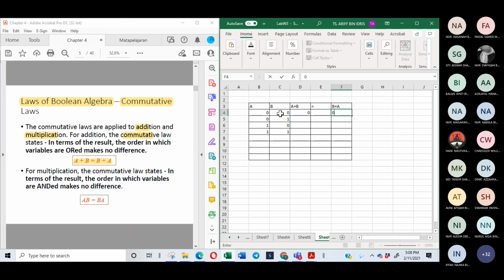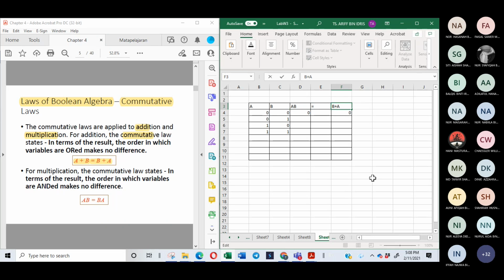If the midterm exam question asks you to prove the commutative law of addition, you can give the answer using the truth table. Are you clear, class? Is it clear? Yeah.